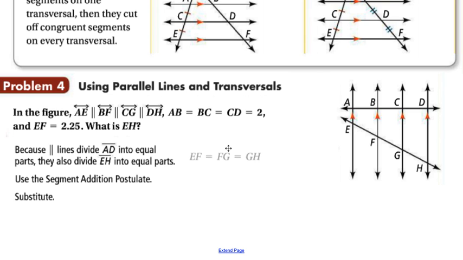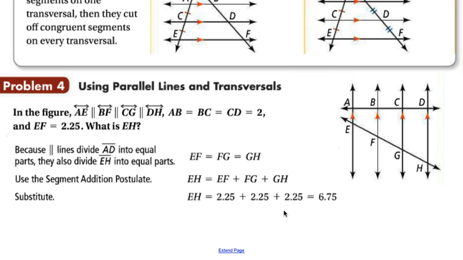Well, because of the theorem above, we know that EF and FG and GH are all cut into equal segment lengths. So by using that theorem, we can just say the total length of that segment EH is the sum of each of those pieces, and each one is 2.25 units, giving us a total of 6.75 units.